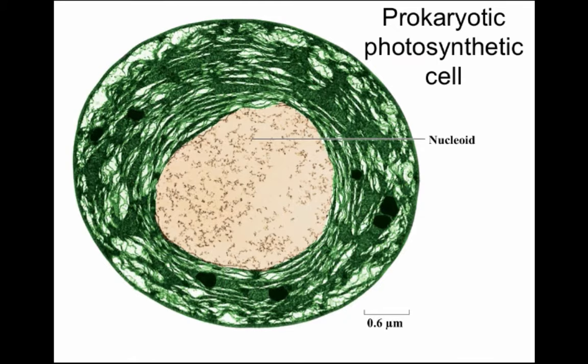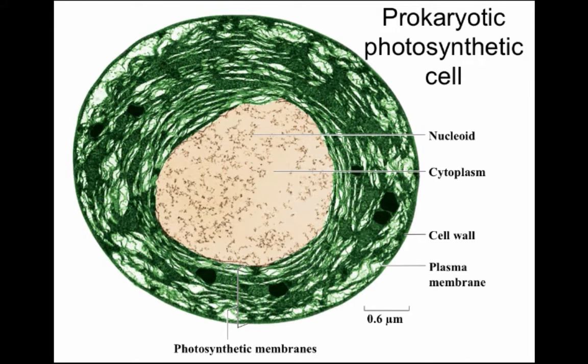This is another prokaryotic cell. This one is a photosynthetic bacteria called Prochloron, and you can see the nucleoid, or the region where the DNA is, and the green color is from the pigments that are used for photosynthesis. It also has cytoplasm, a cell wall for protection, and inside, a plasma membrane. And you can see these infoldings of the plasma membrane to increase the surface area for holding the proteins necessary for photosynthesis, and also isolating the reactions that happen during photosynthesis.